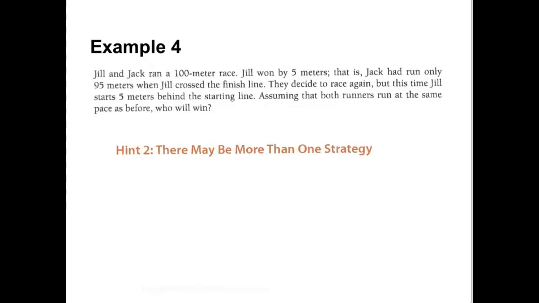Jill and Jack ran a 100-meter race. Jill won by 5 meters. That is, Jack had run only 95 meters when Jill crossed the finish line. They decide to race again, but this time Jill starts 5 meters behind the starting line. Assuming both runners run at the same pace as before, who wins? Put your vote in the chat. Who wins that, Jack or Jill, the second time?